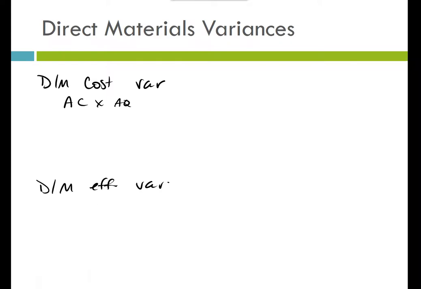Minus the standard cost times the actual quantity. So what I really paid minus what I should have paid for this amount of material or whatever I'm buying. Or again, I can rewrite that to be the actual cost minus the standard cost times the actual quantity. In each one of these, I need to hold one thing steady and see the change in the other.